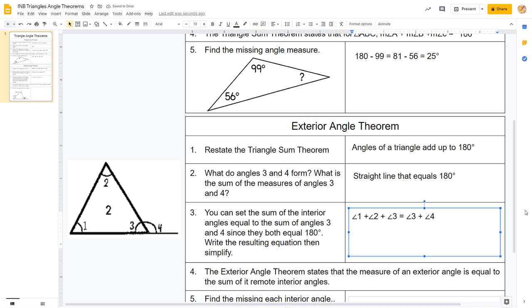So if we look at this, we can easily simplify this because what we see is that both sides of the equation have angle 3. So if we were to get rid of that, we will be left with angle 1 plus angle 2 equals angle 4. And that is true because 1, 2, and 3 add up to 180 and 3 and 4 add up to 180. If we take 3 out of that equation, 4 must equal 1 and 2.